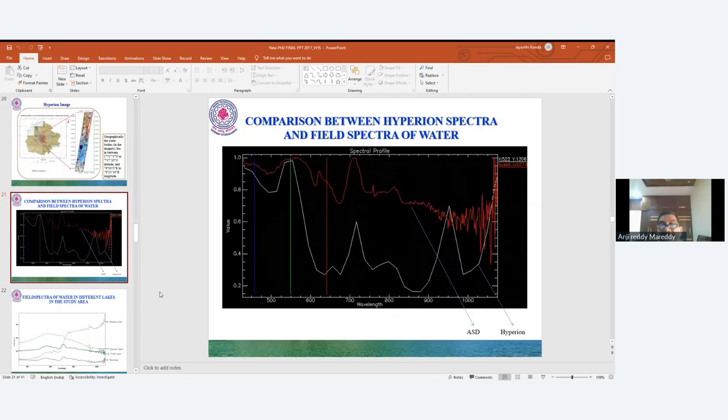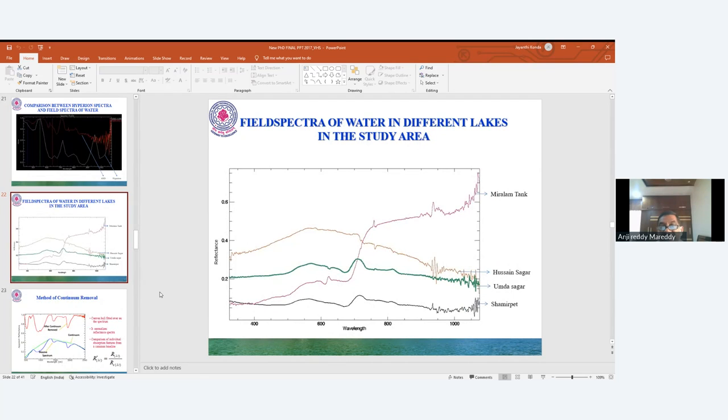And you see the comparison between Hyperion spectra and field spectra of water, you see the difference. The Hyperion versus the field spectra of water. Again, this is field spectra of water in different lakes in the study area. There are four lakes and four curves.